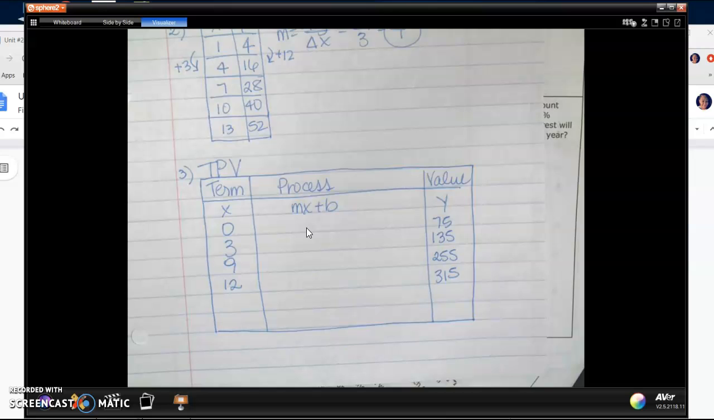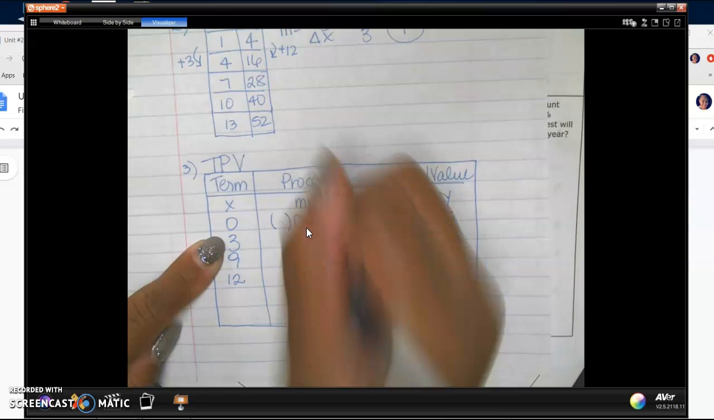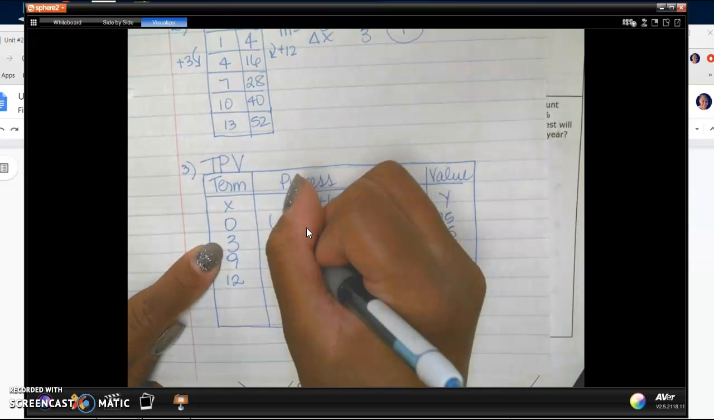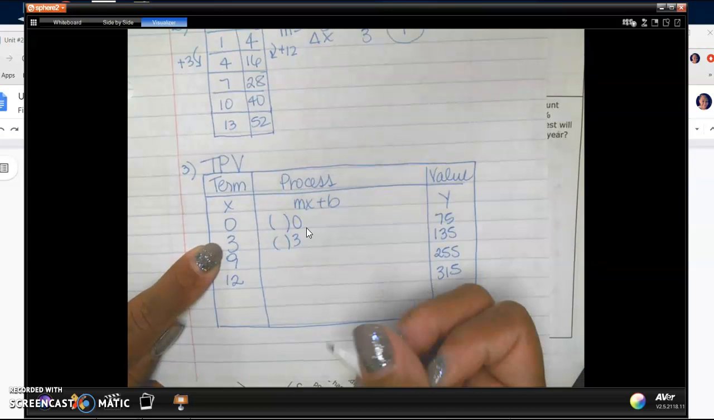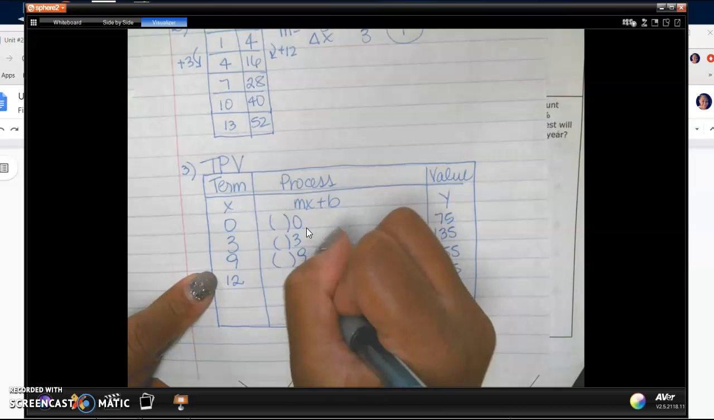Write the term next to the parentheses in the process column. So my first term is 0. Write it to the right of some parentheses. My next term is 3. My next term is 9. And my last one is 12.